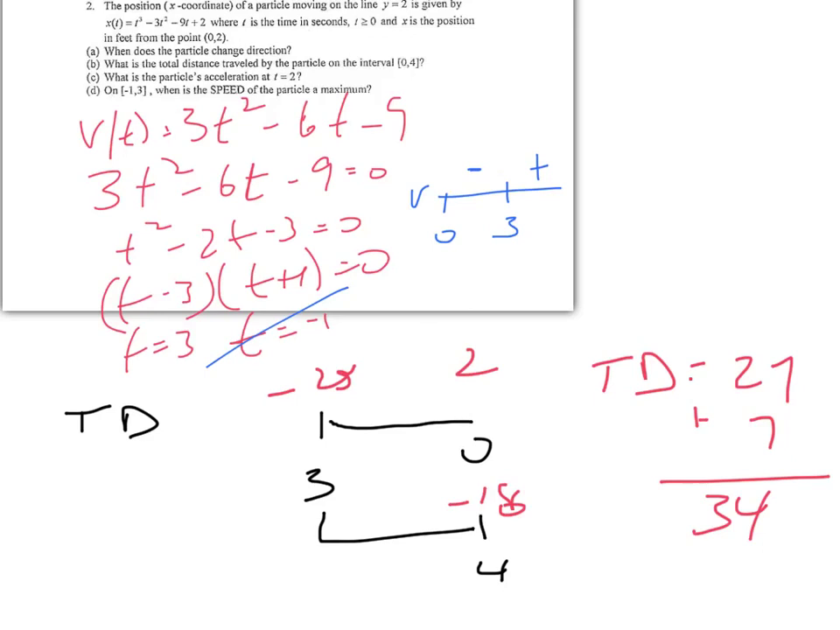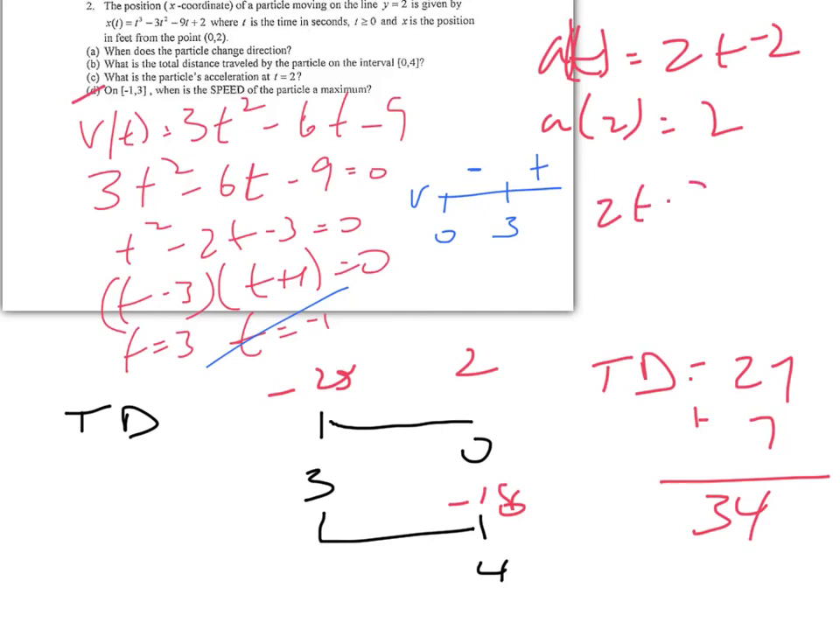What is the particle's acceleration at t equals 2? So we know a of t is equal to 2t minus 2, and a of 2 is equal to 2. And again, not on the test, but what is the maximum speed? We want to know when 2t minus 2 is equal to 0. That gives us t is equal to 1, so that means it's going to hit its max speed when t is equal to 1, because that's the only 0 point we're going to have. All right, good luck. Study hard.